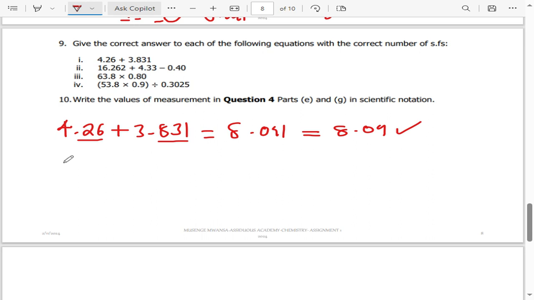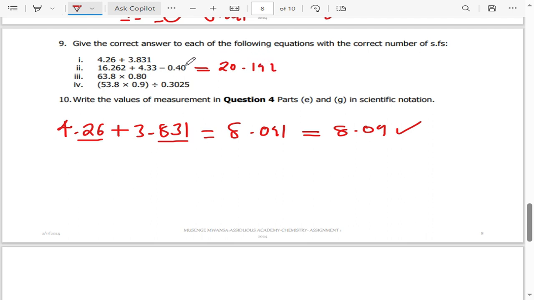And then for the second one here, number 2, what you want to do is first to divide and then subtract. Now you know the rules of mathematics, the board math. Actually this is not a division, that's an addition. So we are going to add these numbers. So that is 16.262 plus 4.33 minus 0.40. The answer that we have gotten here is 20.192.